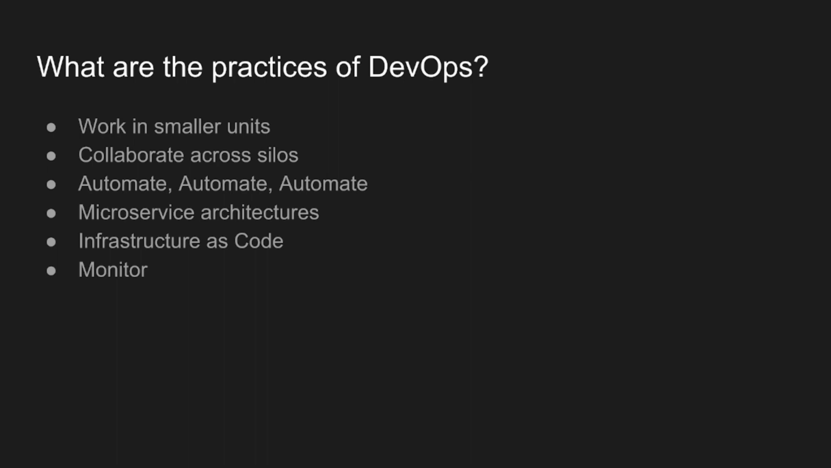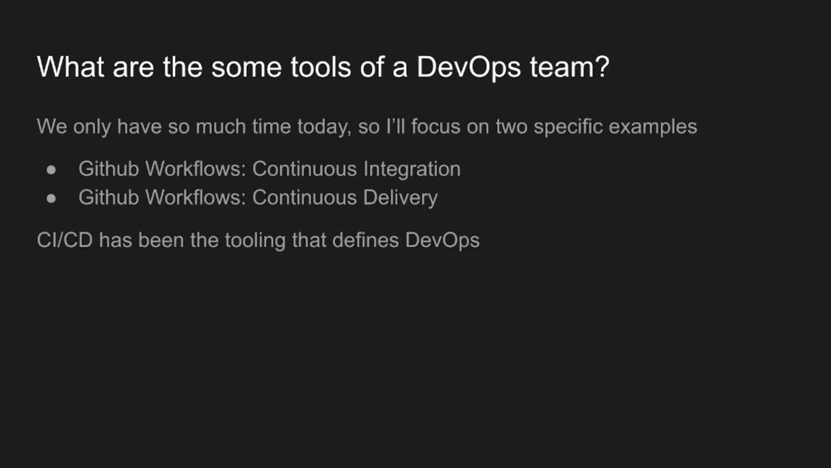There are literally multiple week-long courses that will talk about every tool under the sun for every one of these practices. So I'm going to focus on two specific examples, which are continuous integration and continuous delivery, and I'm going to show those mostly through GitHub workflows. CI/CD has been the tooling that sort of defines DevOps.